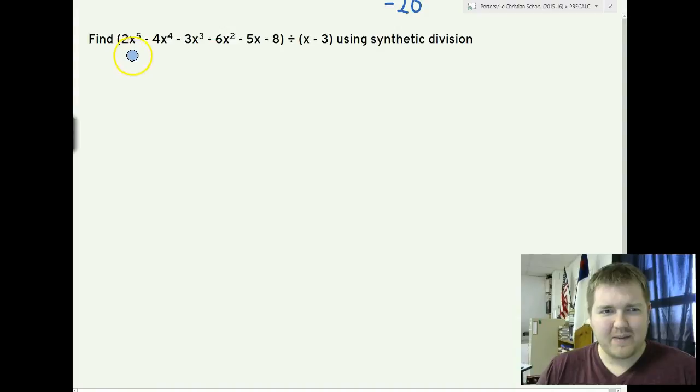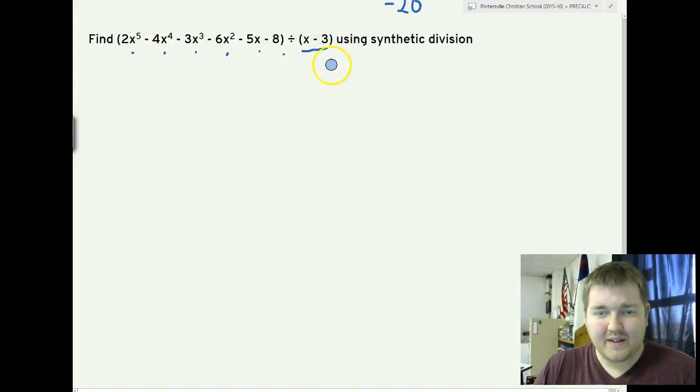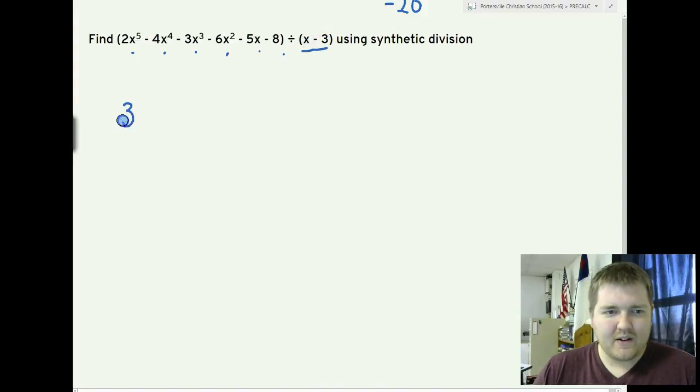First, I just need to make sure that my powers are descending: x to the 5th, x to the 4th, x cubed, x squared, x to the 1st, and my constant. I also want to make sure that this term over here is x minus a number. The reason is that we're going to take this x minus 3, and put the opposite of the constant up in the top left corner.